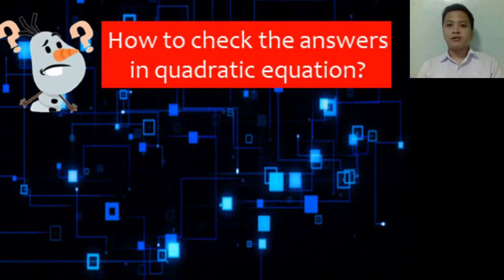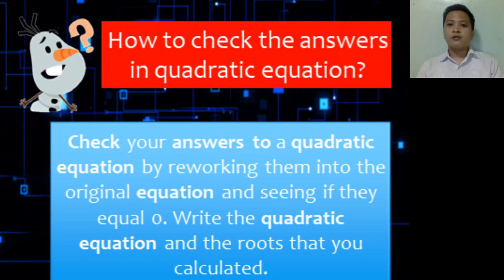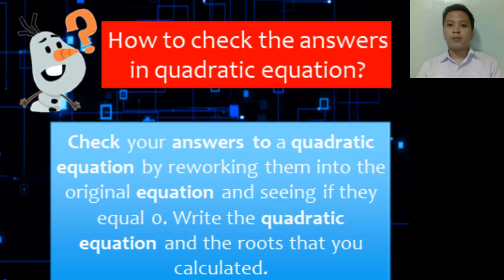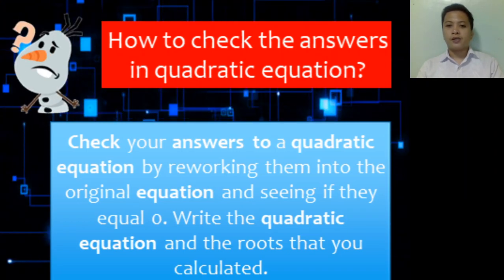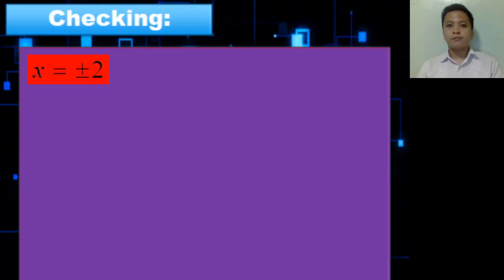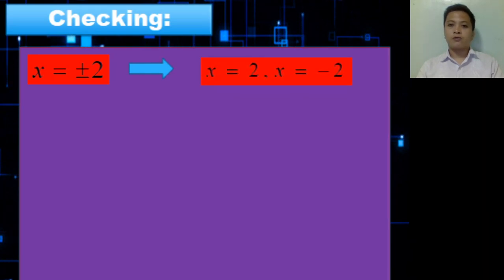How to check the answers in a quadratic equation? Check your answers to a quadratic equation by reworking them into the original equation and seeing if they equal 0. Write the quadratic equation and the roots that you calculated. This is our answer in example number 1. It can also be written as x is equal to 2, x is equal to negative 2.